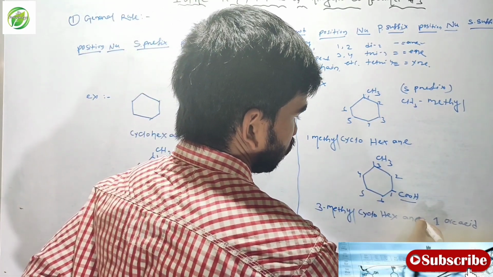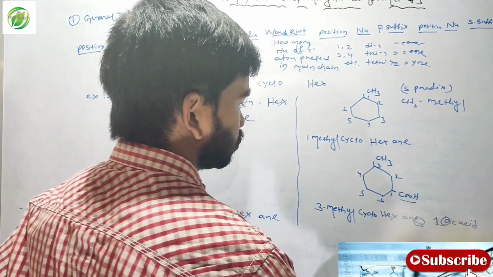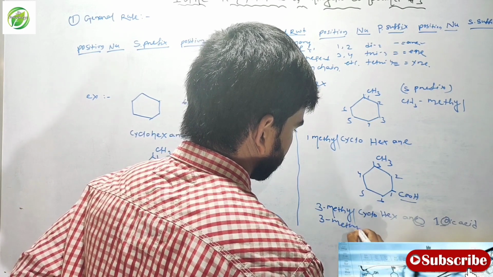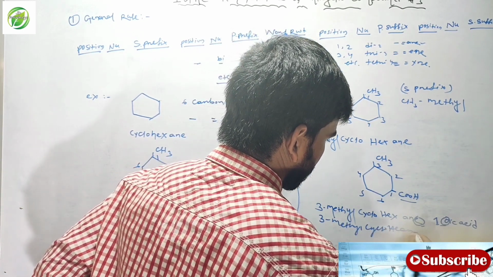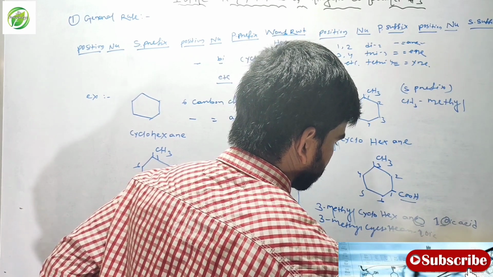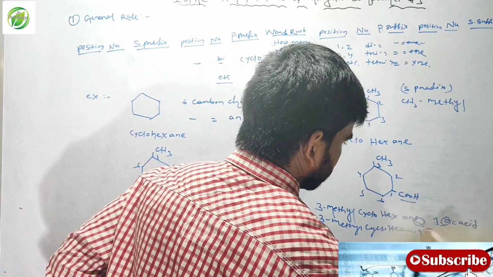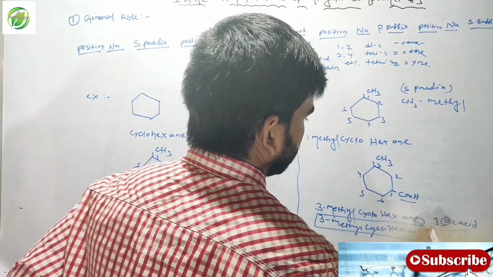Friends, we omit this e because the acid suffix begins with a vowel. So 3-methyl cyclohexane 1 carboxylic acid. This is our resultant name.